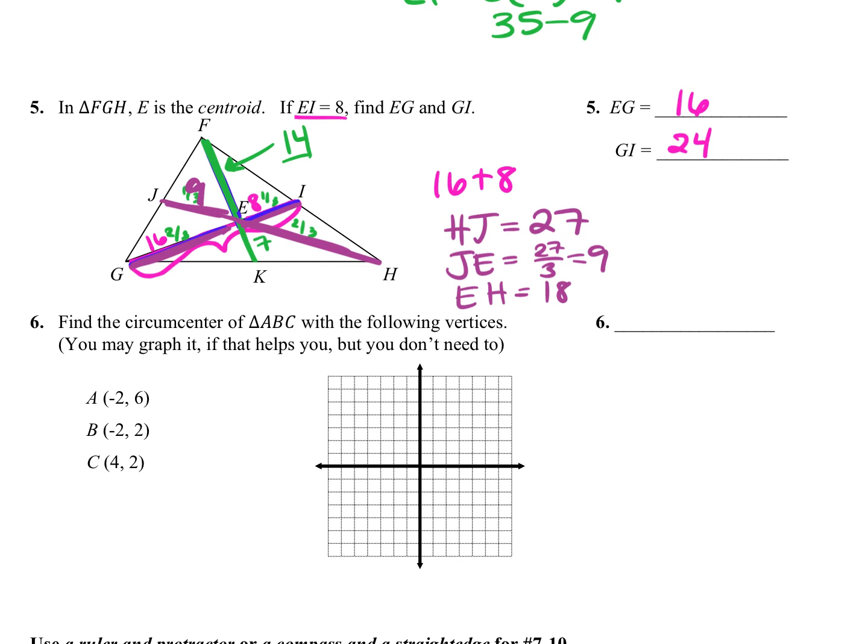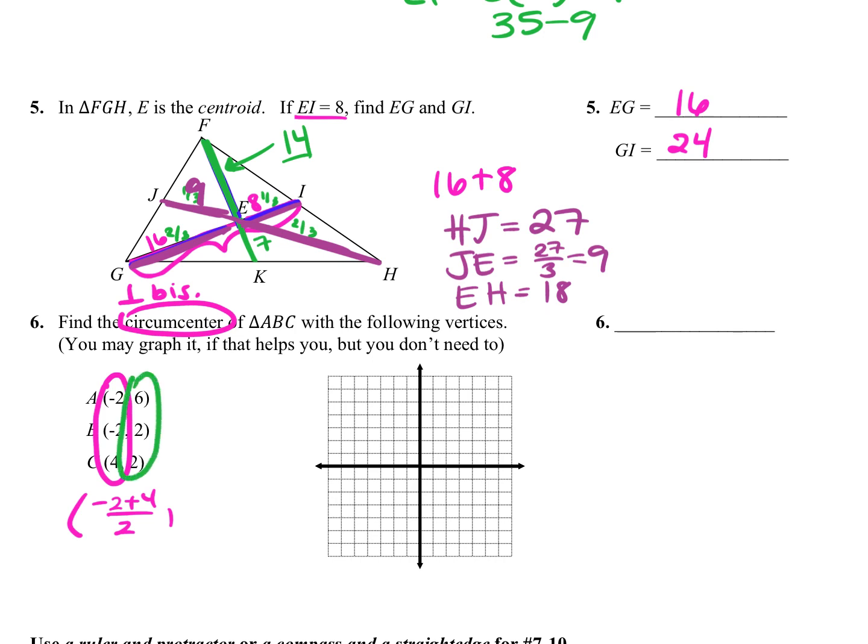Okay, next question. Finding the circumcenter. If you recall, circumcenters come from perpendicular bisectors. Okay, so we're trying to find perpendicular bisectors to do this. Now, the shortcut way that I showed you was using the midpoint formula. So you look at your two numbers here, you add them together, -2 plus 4, and you divide by 2. And then you do the same thing for your y values.